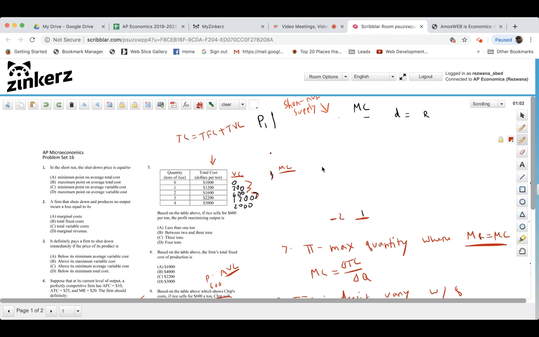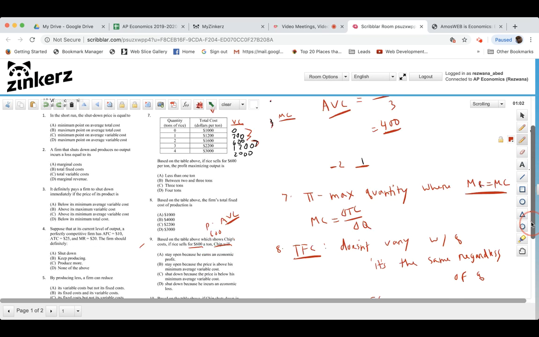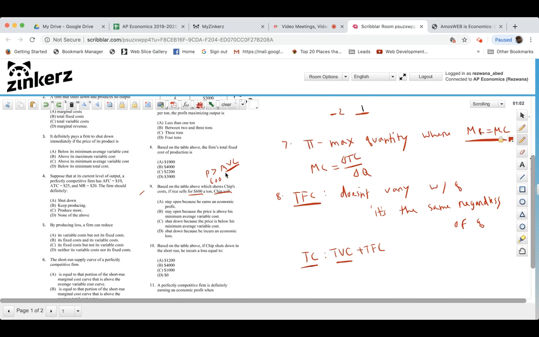So then, if that's your variable cost, what is your average variable cost? You should divide by quantity, which is 3. So your average variable cost at 3 tons is 400, which is definitely less than your price of 600. So that's how you know that you should stay open, because the price is above your minimum average variable cost.